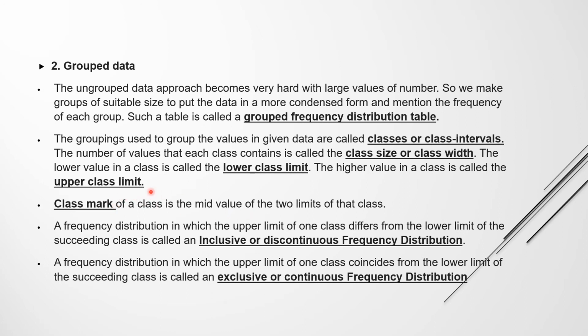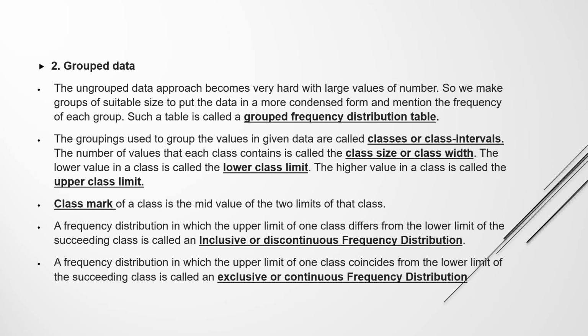Now, we also have to find out the class mark. So what is the class mark? It is the mid value of the two limits of that particular class. For example, 0 to 5, if you have to find out the class mark, how can you find that? 0 plus 5 upon 2, mid value. Okay, mid value is the class mark.